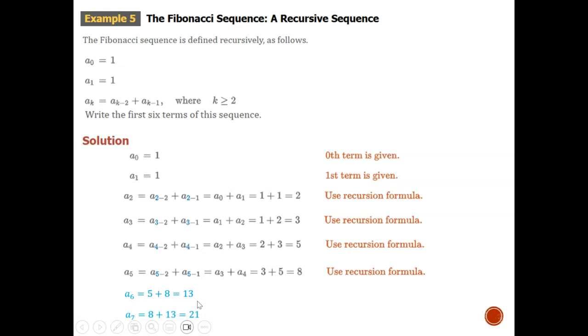You see, then the next one will be 13 plus 21 will be 34 and so forth, guys. You see, that's a pattern. It uses the previous 2, and then you add them. Okay.